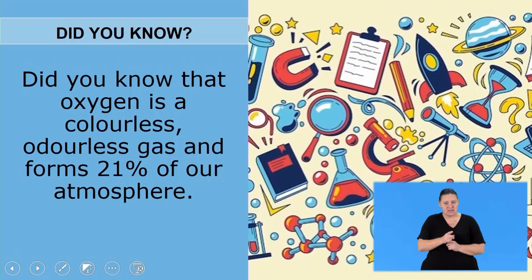So today we're going to be dealing with reactions between metals and oxygen. But before we start, did you know that oxygen is a colorless and odorless gas that forms 21% of our atmosphere? During this lesson, we're going to be looking at how oxygen interacts with substances, especially substances that you find in group 1 and group 2 of our periodic table.